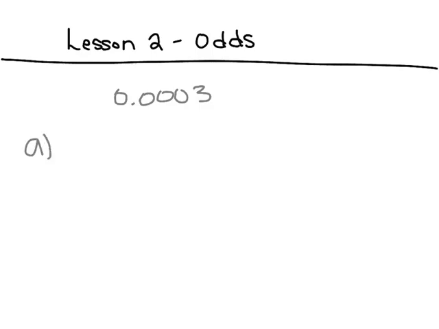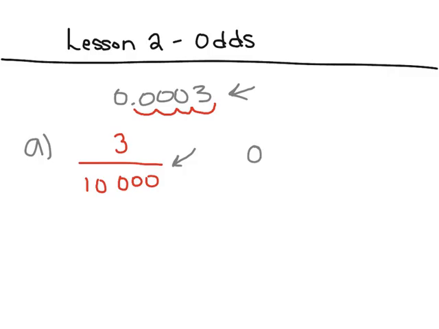So for part A, we can't do a lot with it as a decimal, so what we want to do is turn it into a fraction. If we count how many decimal places we move, it's 1, 2, 3, 4, which means this is the same as 3 out of 10,000. You put a 1 with 4 zeros. And the way that you can test it is if you go 3 divided by 10,000, you should get 0.0003. So this is the probability of having a defective tire.